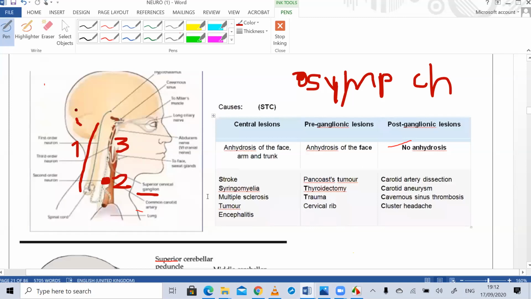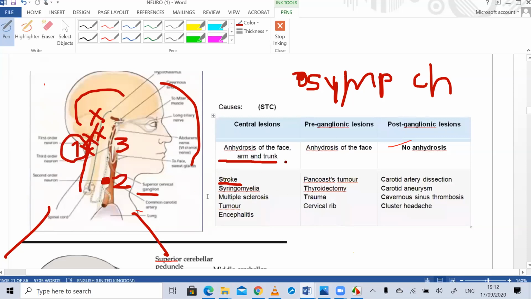Why? If you have a stroke in the upper part, in the first order, affecting the sympathetic chain, you will get all the manifestations: ptosis, miosis, anhidrosis of the face and the trunk. So a patient with a stroke or syringomyelia or something cortical affecting the first order neuron will have anhidrosis, loss of sweating in the face and the trunk.